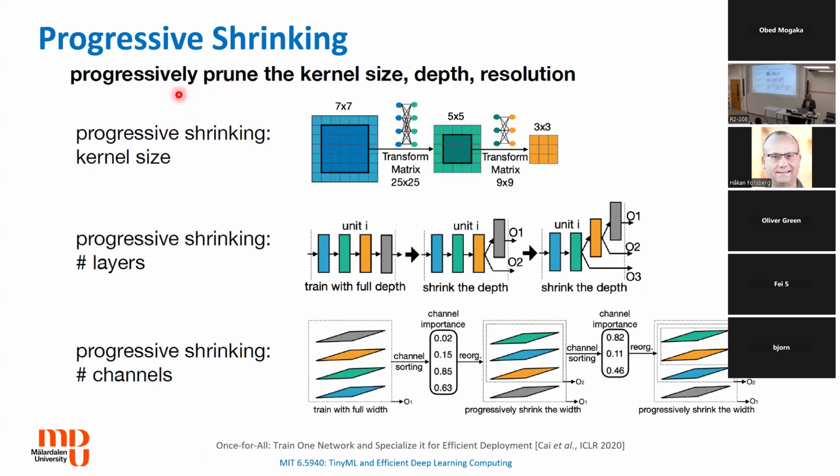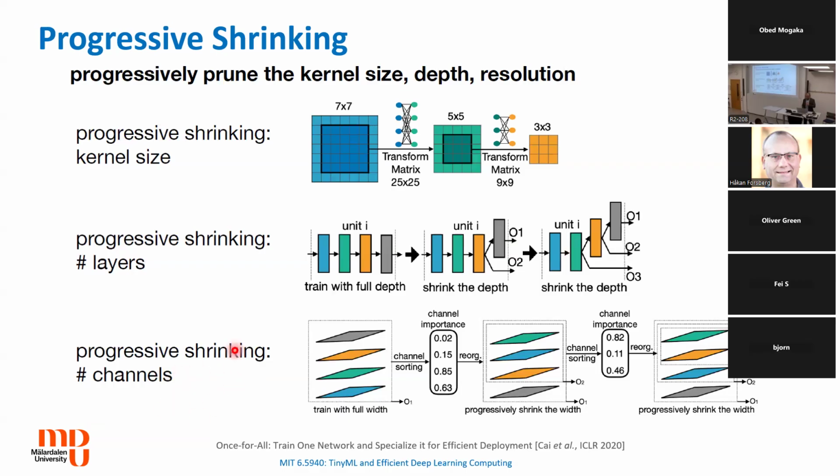If we are talking about shrinking, we progressively prune the kernel size, pruning as Obed mentioned. So we make kernel size, depth, and resolution smaller. For the kernel size, if it was 7 by 7, we make it 5 by 5, and then 3 by 3. For the layers, we take layers out one by one. If a single stage has 4 layers at full depth, in the next iteration we decrease one layer and have only 3 layers, and this output goes to the next stage. In the third iteration, we again have only 3 layers, and the output goes to the next stage.